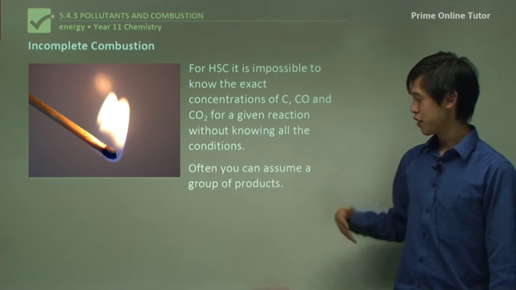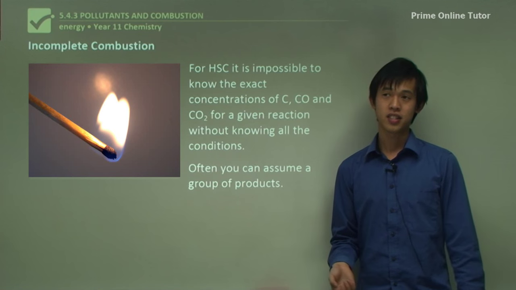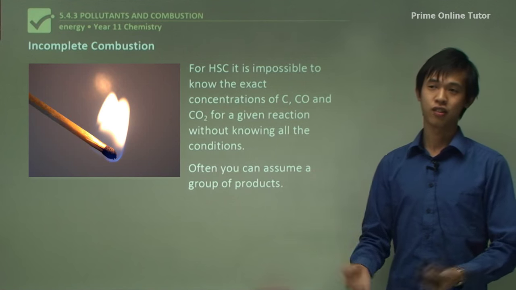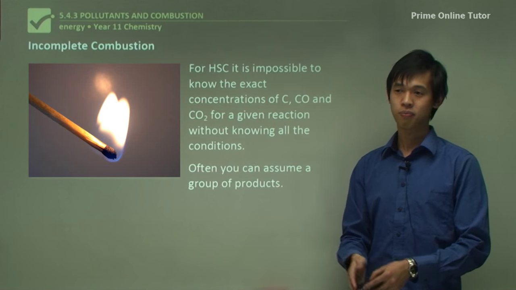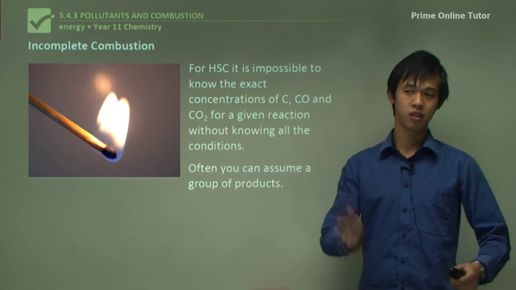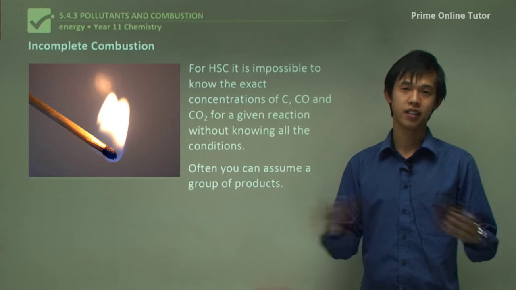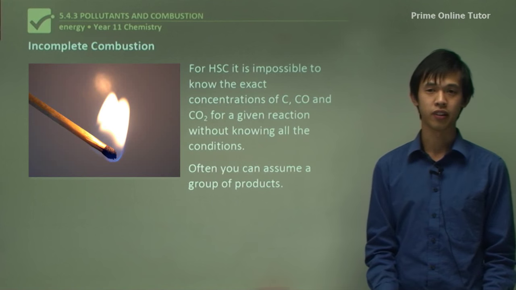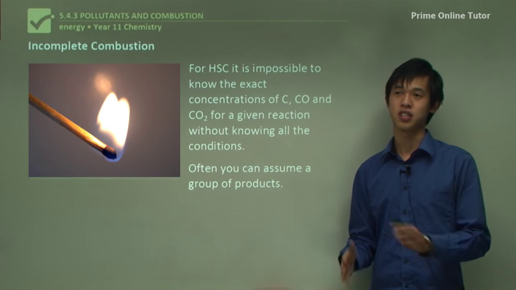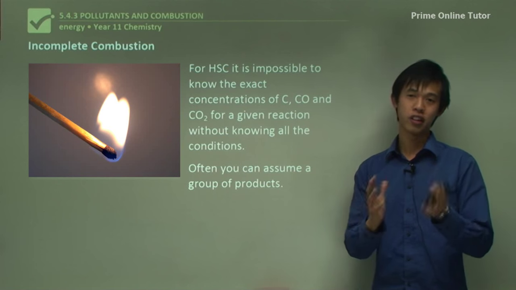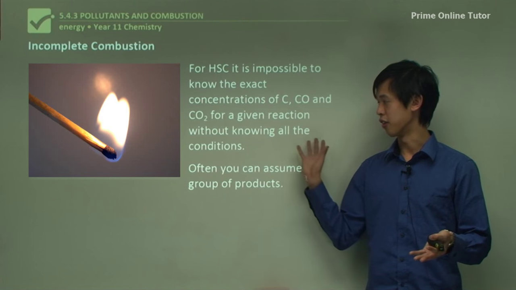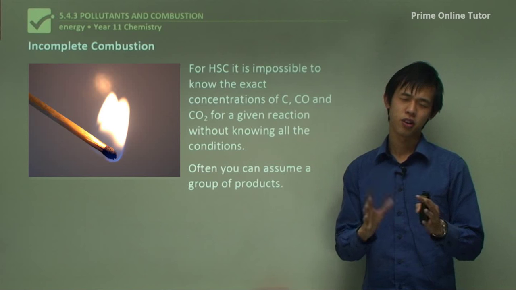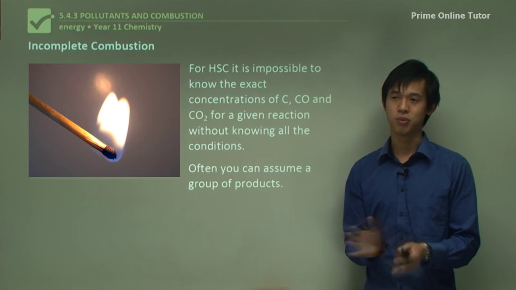So often you can assume a group of products. So if they just say, write an incomplete combustion reaction for this fuel and this oxidant, you can just say, well, I assume these products and I balance it based on that. And they'll still mark you correct because it is true. It's just that you don't know fully the conditions of the reaction, so you won't be able to know with 100% accuracy what will actually happen.